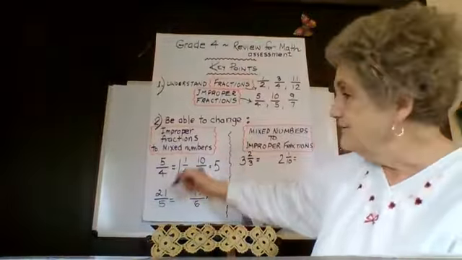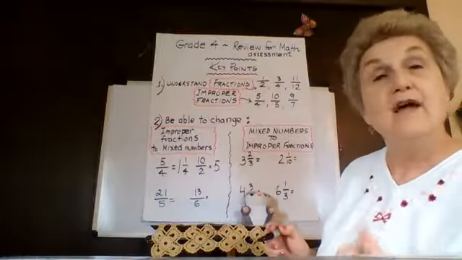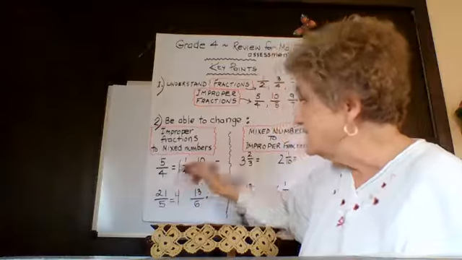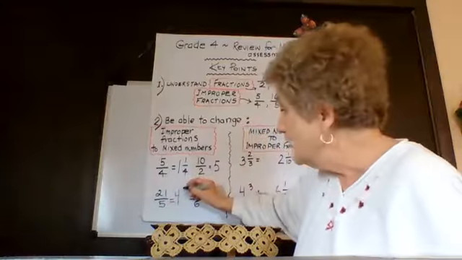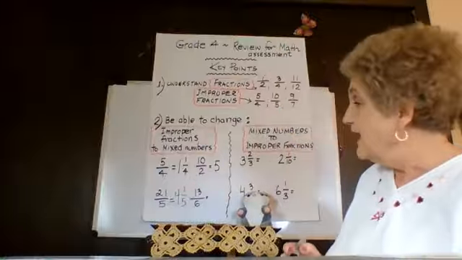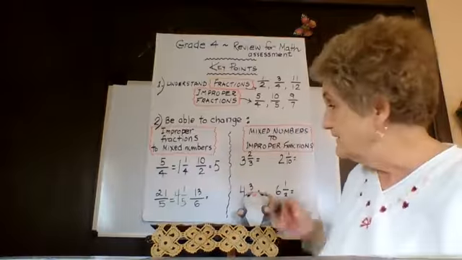21/5, again, divide 5 into 21. Well, I know 5 times 4 is 20. So 5 goes into 20 4 times. And how many left over? Again, 1, which becomes our numerator over the denominator, 5. And then we've got 13/6 as another example.